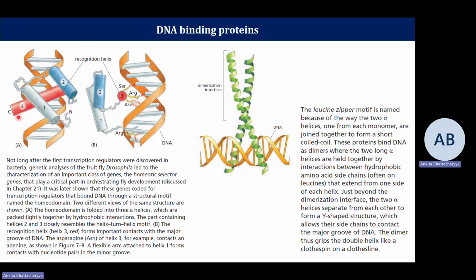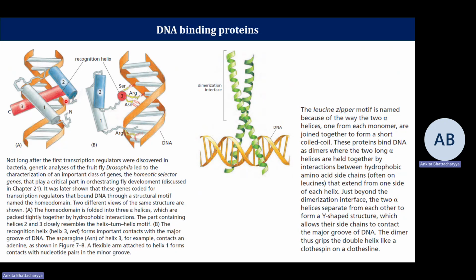In A, the protein homeodomain structure is folded into three alpha helices, which are tightly packed together by hydrophobic interactions. The part containing helices 2 and 3, shown in blue and red respectively, very closely resembles the helix-turn-helix motif.